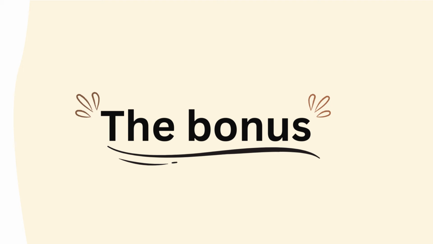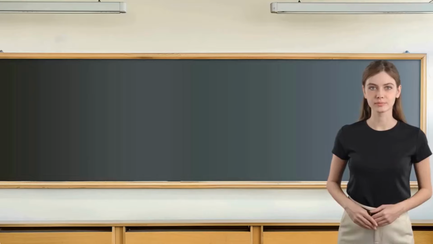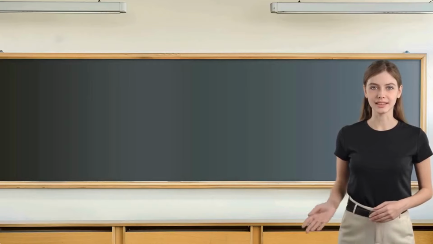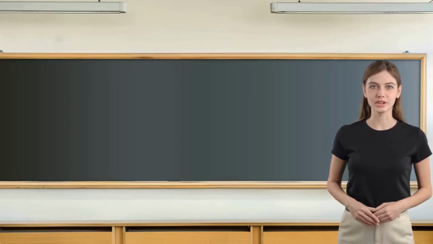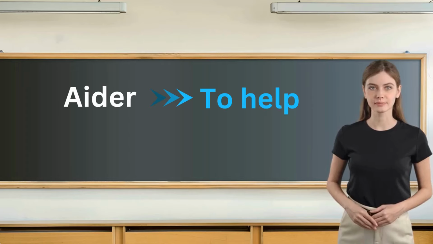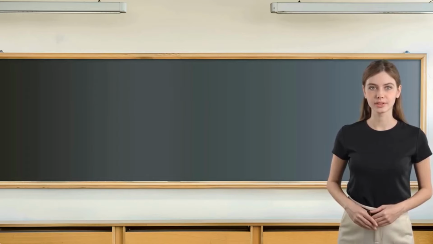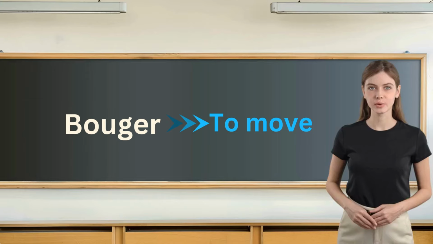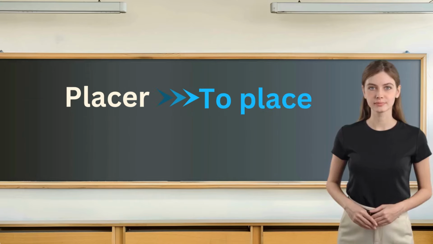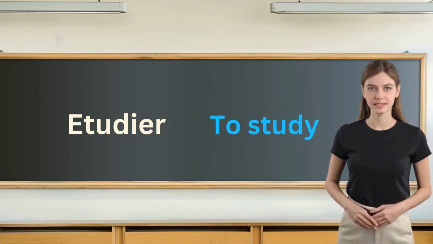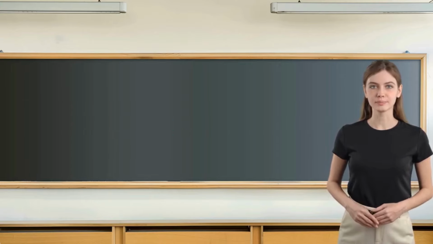The bonus. As I promised you, for today's bonus we are going to see the 5 most used regular verbs ending in er and know their meaning in English. The 5th one is Aider, it means to help. The 4th is the verb Bouger, this means to move. The 3rd, Placer, means to place. The 2nd is Étudier, it means to study. And the most used is Travailler.